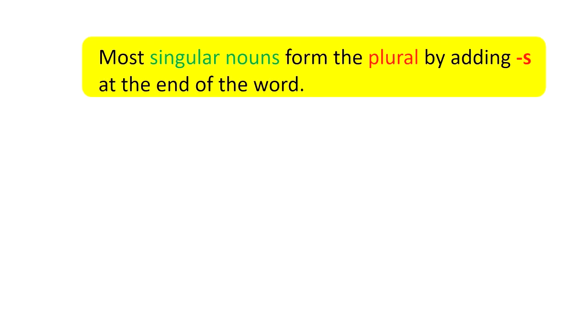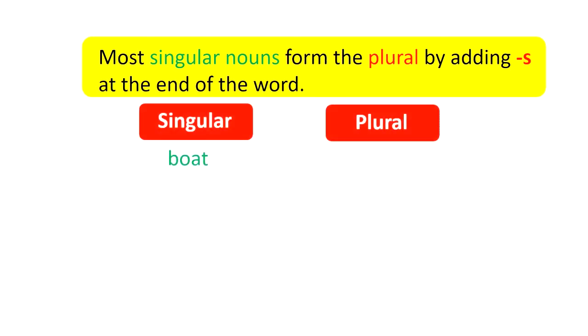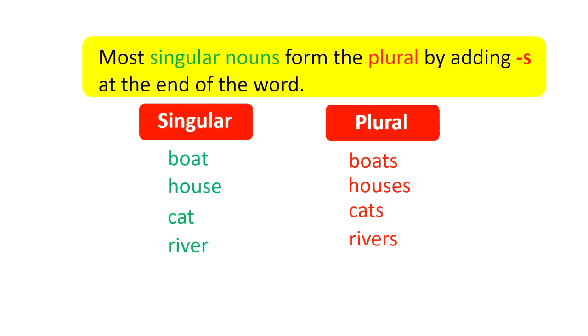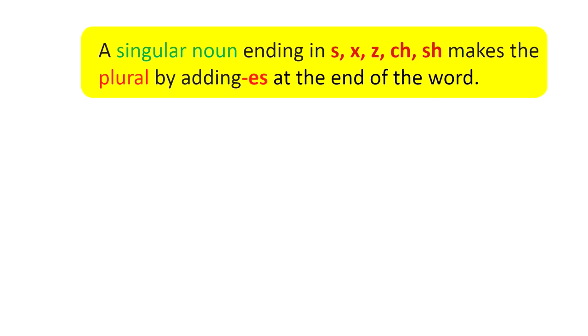Most singular nouns form the plural by adding s at the end of the word. So let us see this with examples. Boat. The plural of boat is boats. House, houses. Cat, cats. River, rivers. So here we can see that we form the plural by adding s to the singular noun.